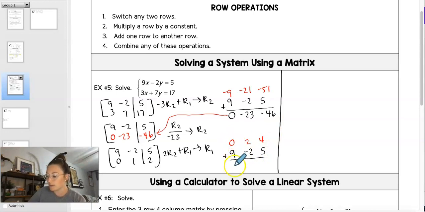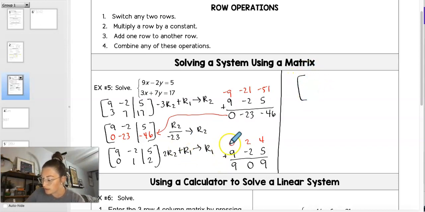So I'm going to get 0 plus 9 is 9. Negative 2 plus 2 is 0. 4 plus 5 is 9. So this is my new row 1. Okay, hopefully we understand that.